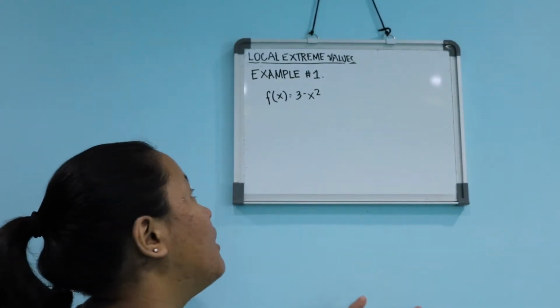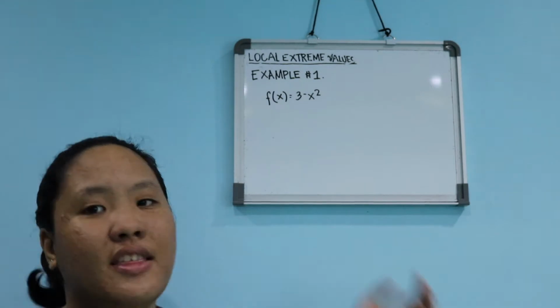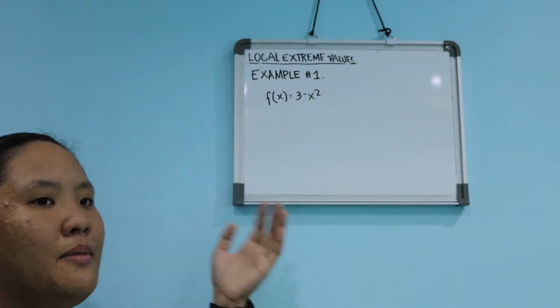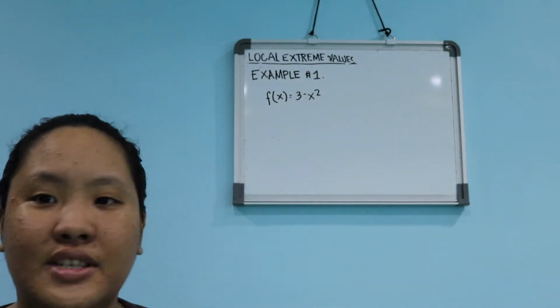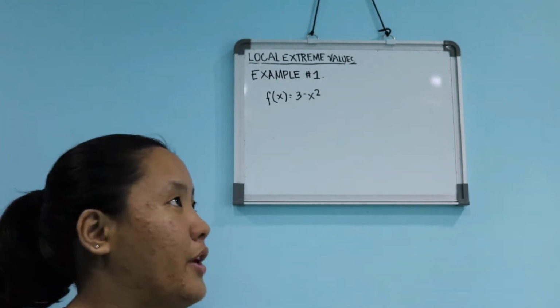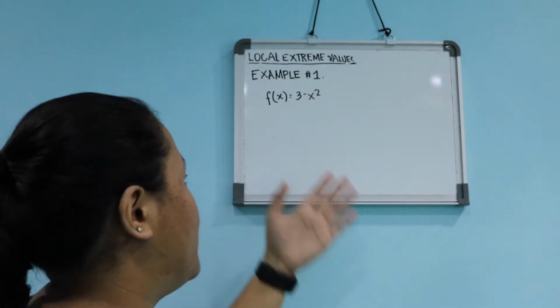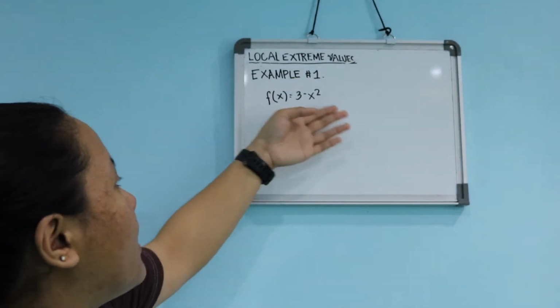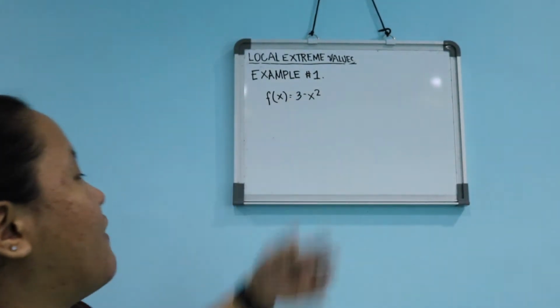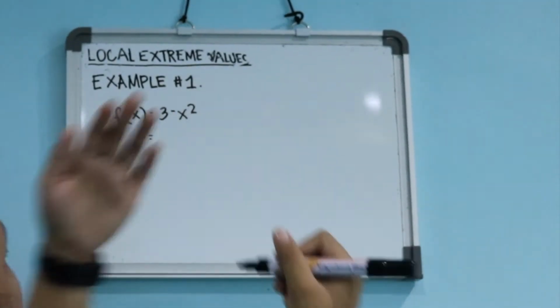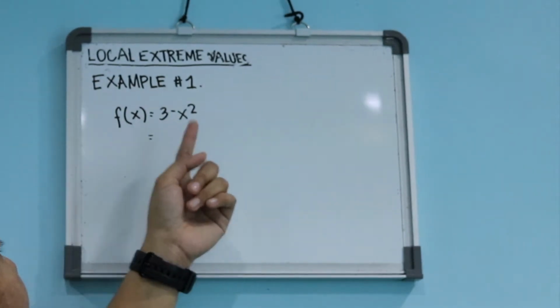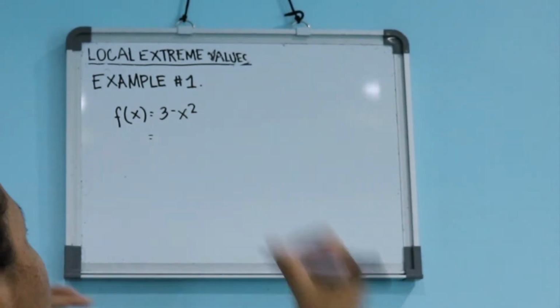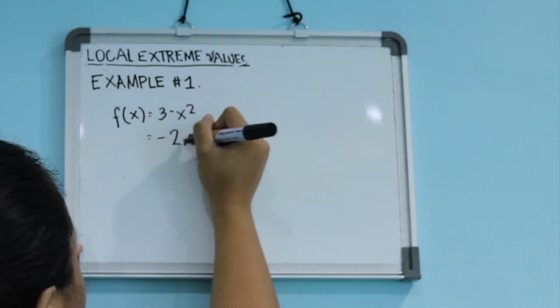Here we have an example, and this is to help us illustrate the techniques in finding the local maxima and minima. In each case, the first step is to find the critical point. And we already know how to find the critical point. It is to differentiate the function. So to differentiate 3 minus x squared, since 3 is a constant, we will not be differentiating that. And we have negative x squared, so we will have negative 2x as our derivative.